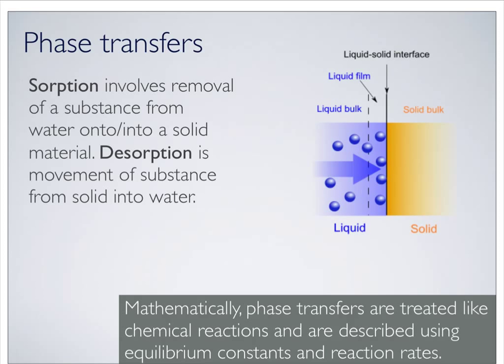So that was gas transfer, but adsorption is a similar process, and in this case, we have the removal of a substance from the water phase either onto or into a solid material, and then desorption is going to be the movement from the solid back into the water. So it's the opposite process. Now, the thing to point out, and why we're presenting this in this particular section, is that phase transfers are treated essentially to be the same as chemical reactions and are described using both equilibrium constants and reaction rates. So we can lump them all together when we talk about environmental processes.